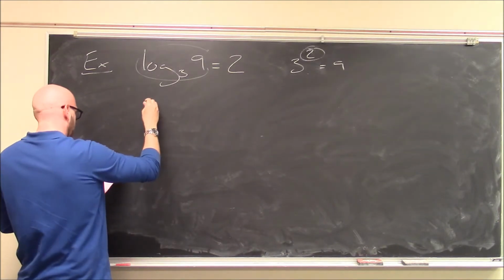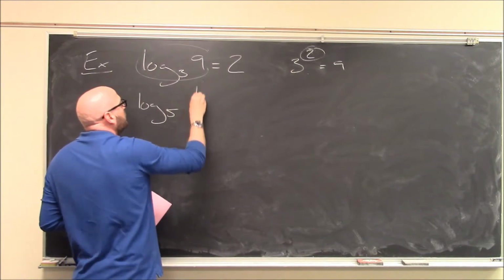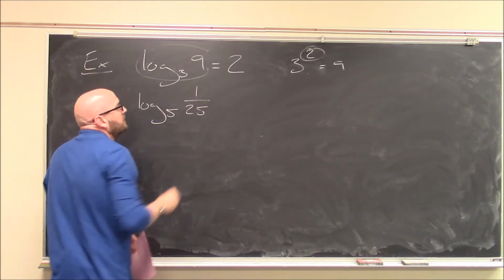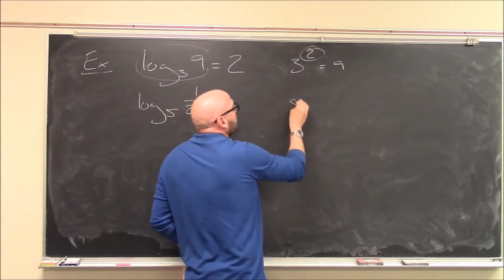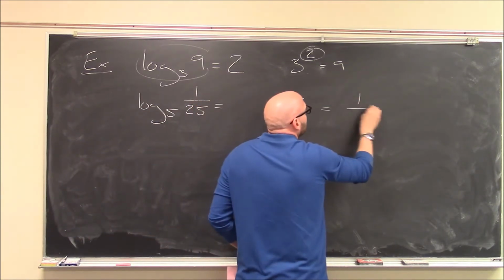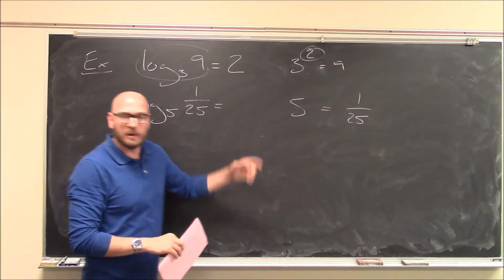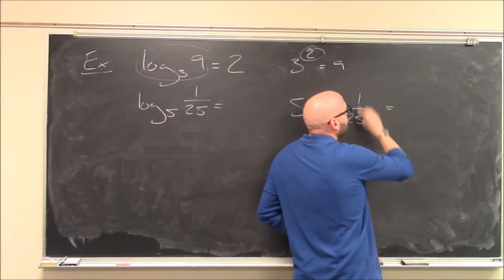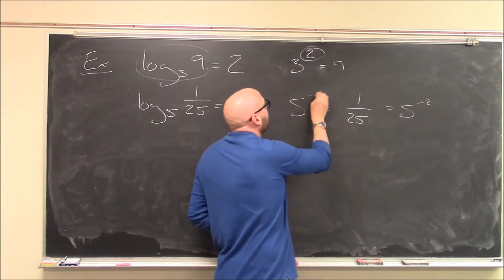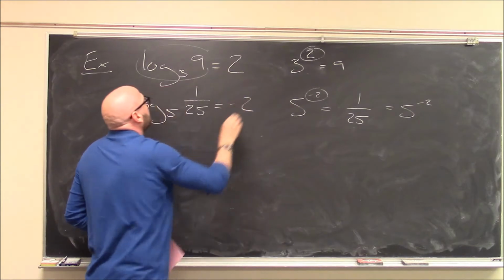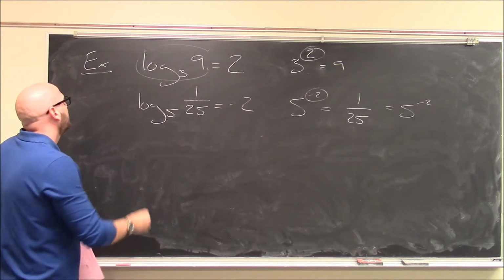How about this one? Log to the base 5 of 1 over 25. What's that equal to? Well, once again, this is asking 5 to the something equals 1 over 25. Well, what's 1 over 25? Another way I could write this is as 1 over 5 squared, right? Or 5 to the minus 2. So I'm looking for minus 2 here. So log to the base 5 of 1 over 25 is actually equal to minus 2.